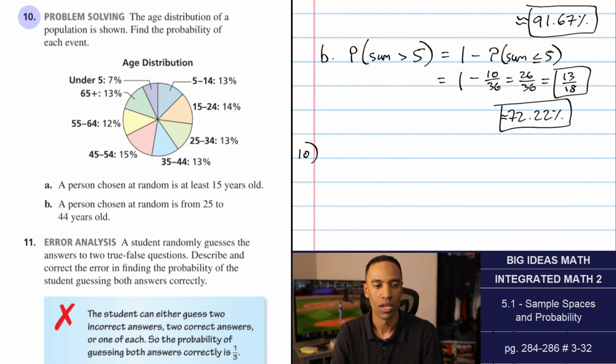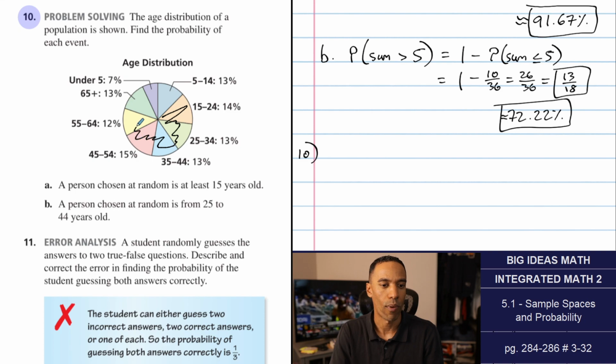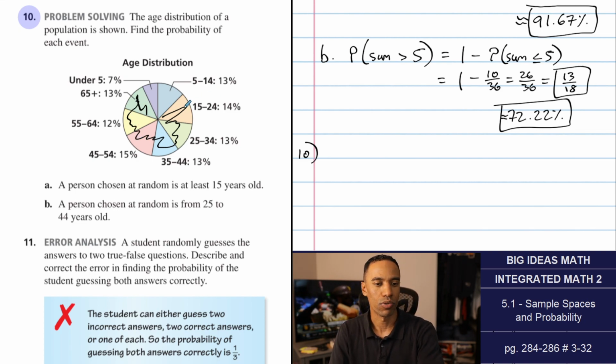A person chosen at random is at least 15 years old. At least 15 years old means 15 years old or more. So you have two options. You can either take everything that's 15 years old or more, or take away everything that's not 15 years old or more. So I'd rather do the other way, because under 5 years old is here and 5 to 14 is here. Everything else is 15 years old or more.